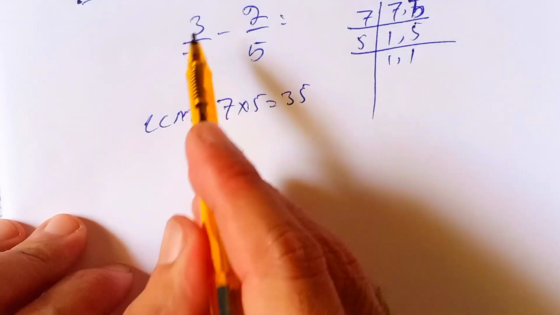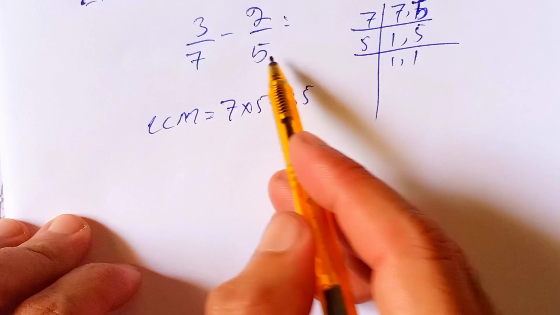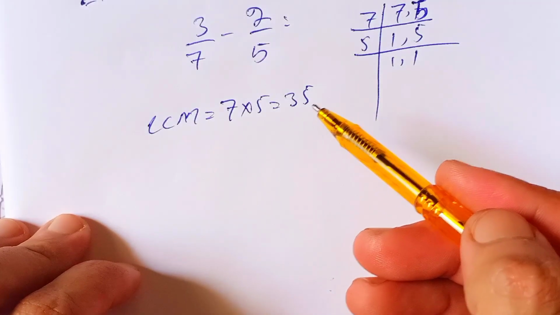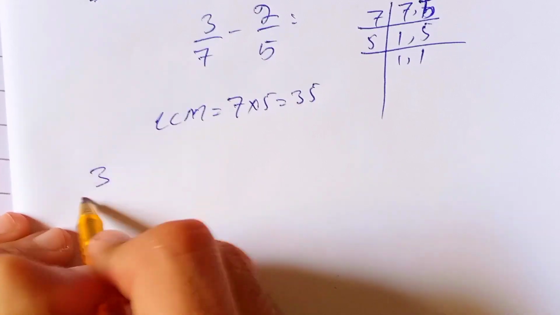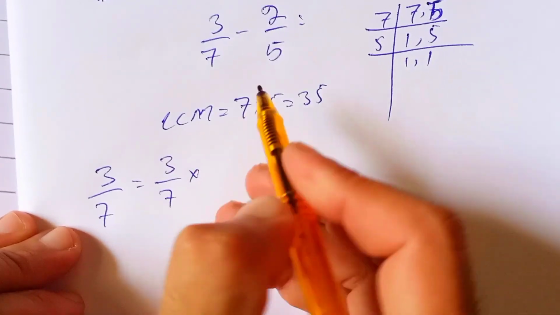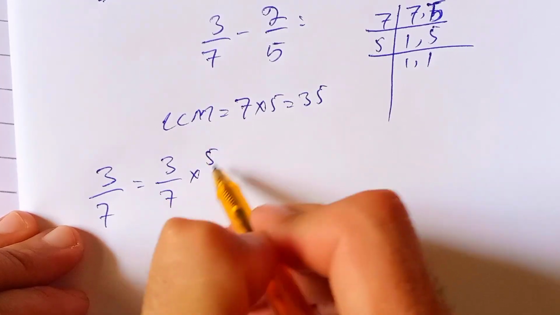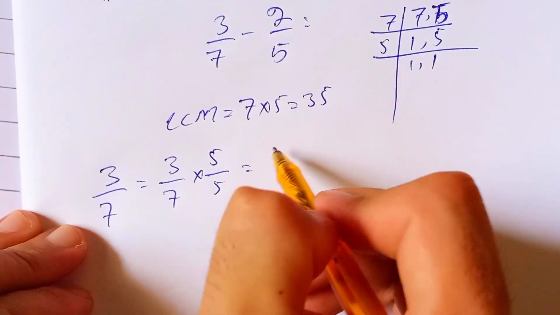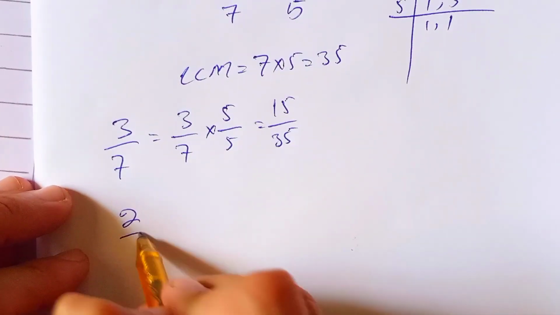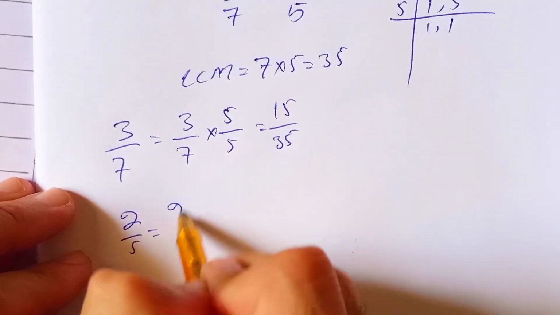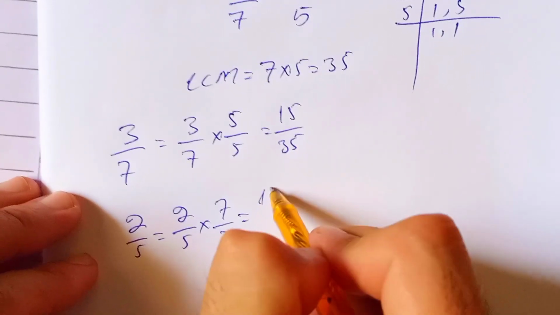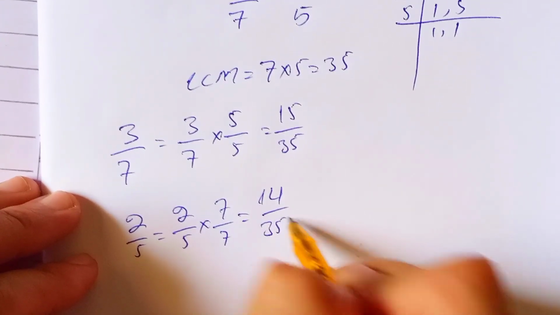And then we will multiply 3 over 7 and 2 over 5 by such a number that we get equivalent fractions with the denominator equal to 35. So 3 over 7 is equal to 3 over 7 times 5 over 5, which will be equal to 15 over 35, and 2 over 5 is equal to 2 over 5 times 7 over 7, which is equal to 14 over 35.